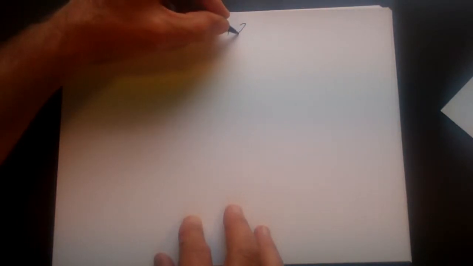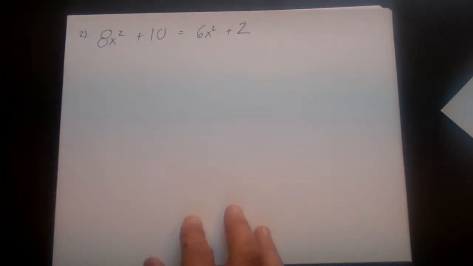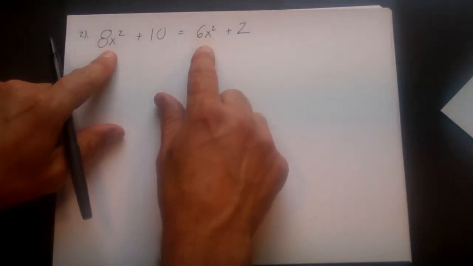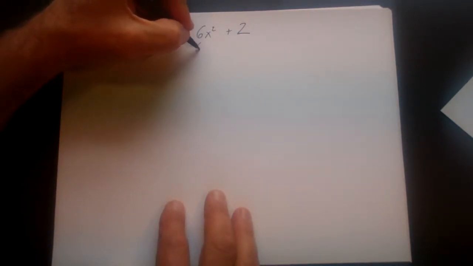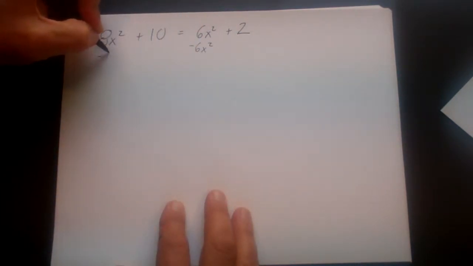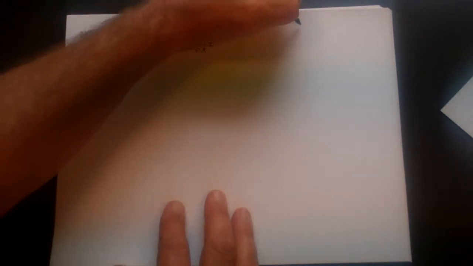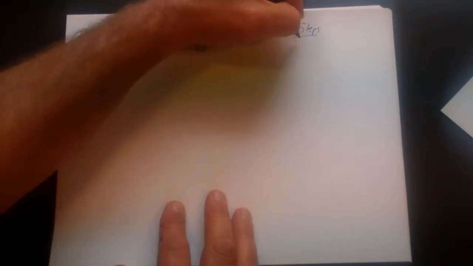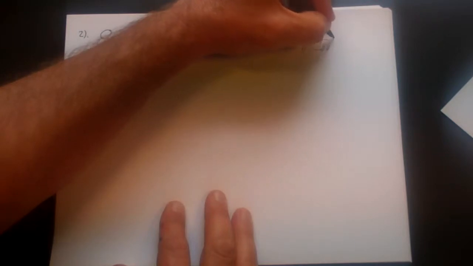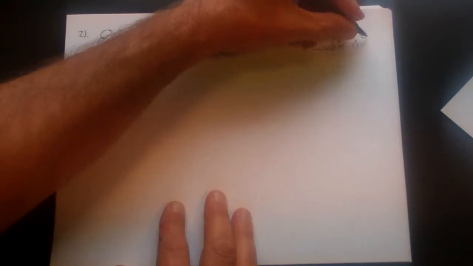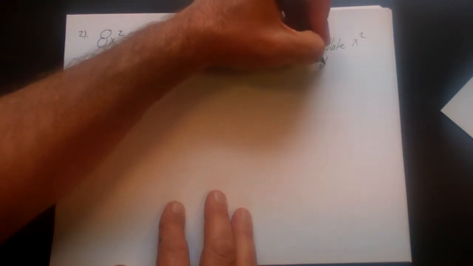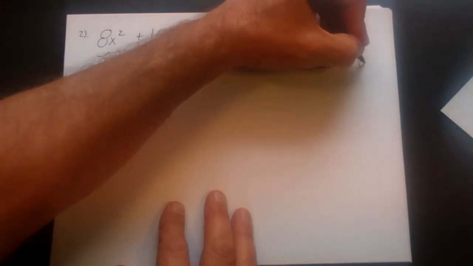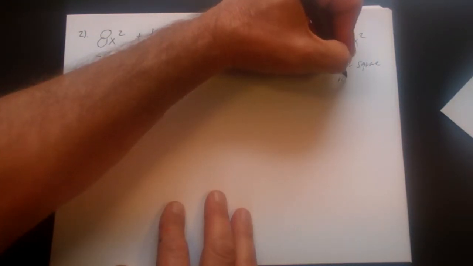Number 2, you have 8x squared plus 10 is equal to 6x squared plus 2. Now this is also a SQUEBFTSR problem. What you're going to do is you have an x squared term but no x term, so you simply isolate the x squared terms. Now remember, there's two steps really. 1, isolate x squared. 2, take the square root. And that's it. That's the only two steps.